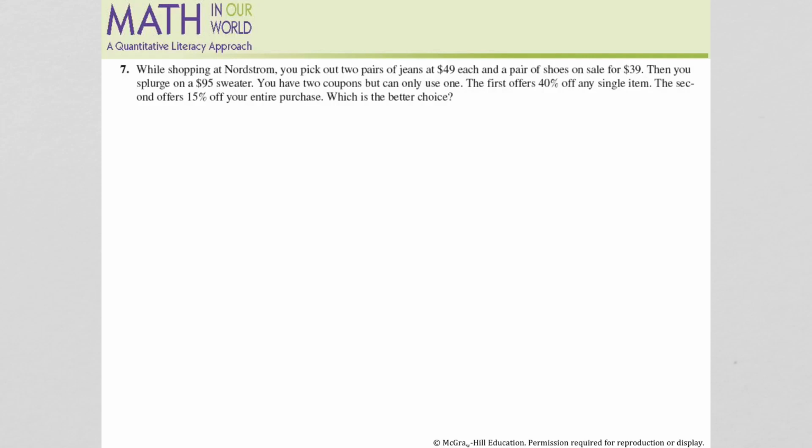You have 2 coupons but can only use one. The first offers 40% off any single item. The second offers 15% off your entire purchase. So which is better? Well, if we look first at 40% off one item, then that means it's 60% of the original cost, right?